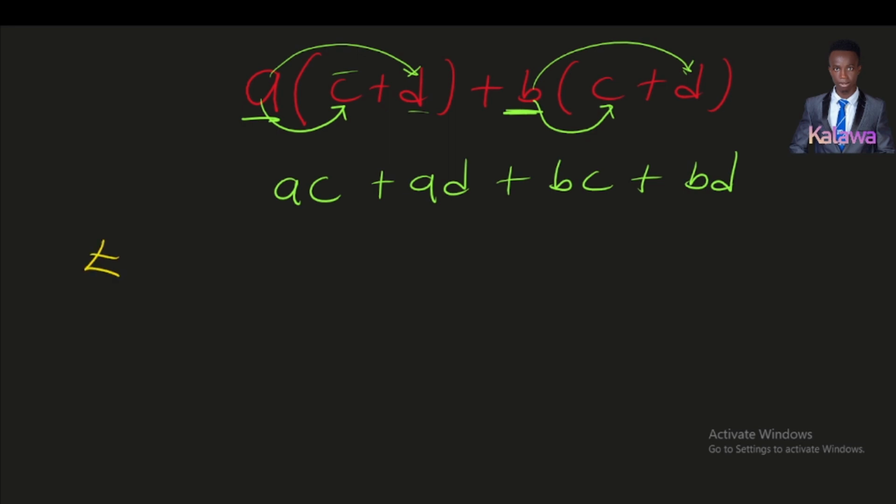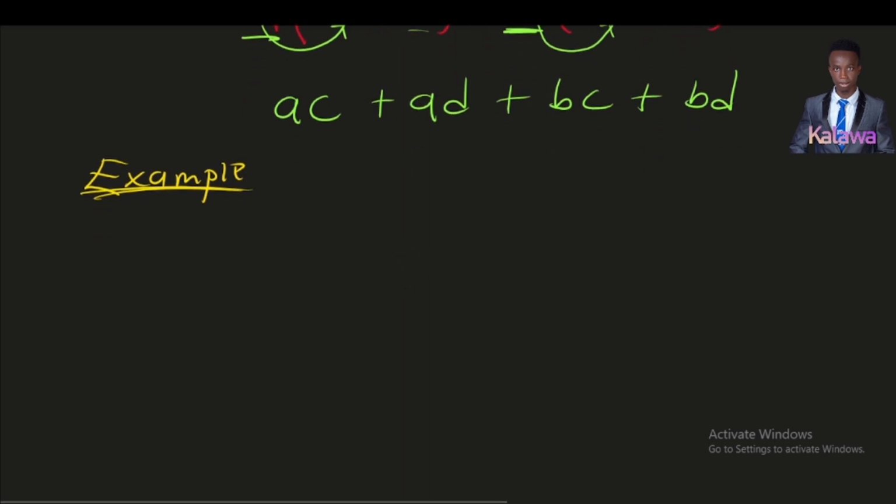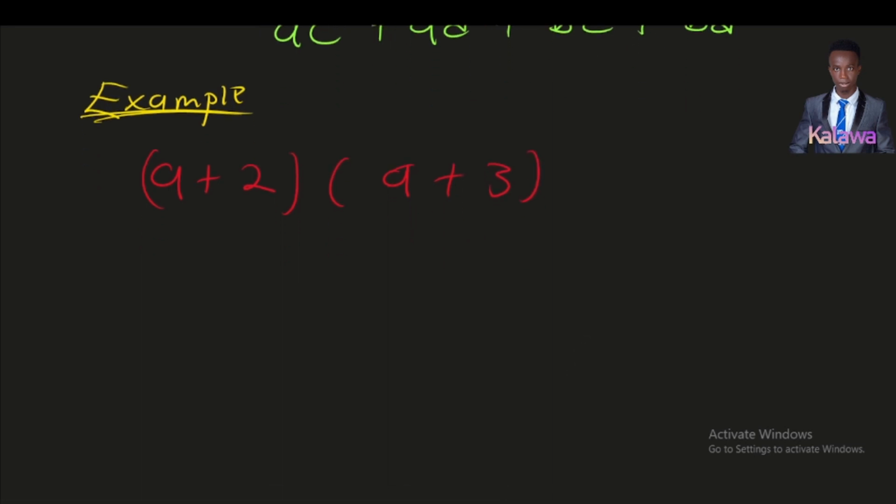So for example, let's say we have (a + 2) and then we have (a + 3). So how are we going to do it?